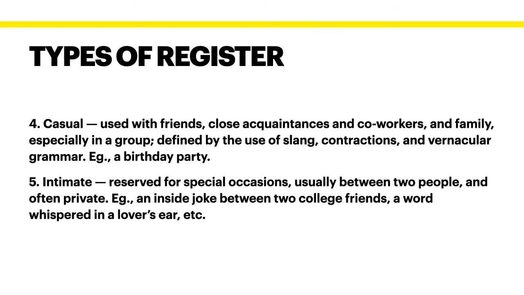The fourth type of register is casual. Now this is the kind of very casual language that we use with our friends, our close acquaintances, those that we are very close with, and co-workers and family. So people that you work with, whom you meet on a very everyday level. Every day you meet them, you have food with them, etc. They may not be close friends, but still they are your co-workers or your close acquaintances.